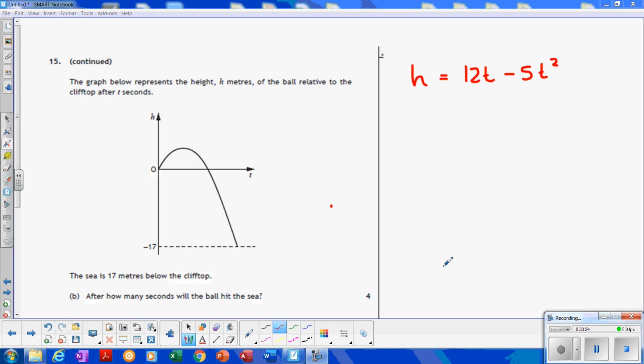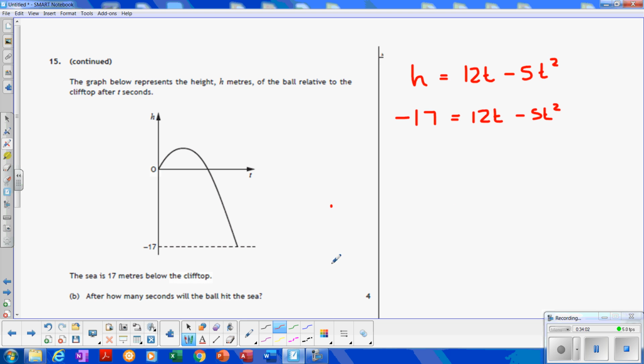Now, second part of this question, it says the graph below represents the height h meters of the ball relative to the cliff top after t seconds. The sea is 17 meters below the cliff top. After how many seconds will the ball hit the sea? Now, what we've got here is the height is minus 17. So minus 17 is equal to 12 lots of t minus 5t squared. Now I want to work out after how many seconds, so I want to work out what the value of t is.